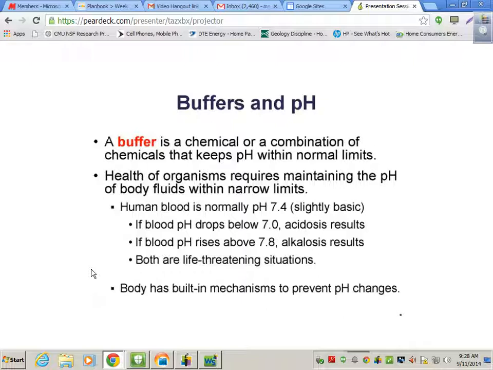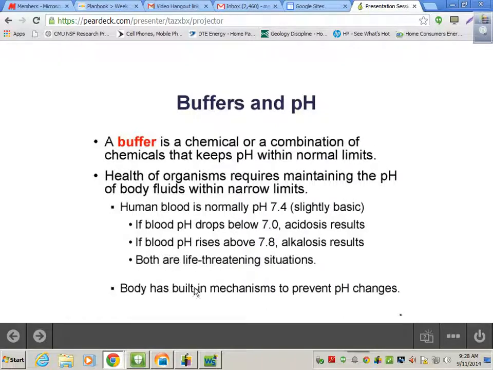So yes, if you drink pop, you put your body in a life-threatening situation, literally. Isn't that scary? And we sell the stuff. And this isn't just regular sugary pop, which is even worse, but even diet pop does this as well. Plus diet pop causes cancer in lab mice, so you shouldn't drink that either. Ugh. All right, so the body has built-in mechanisms to prevent pH changes.